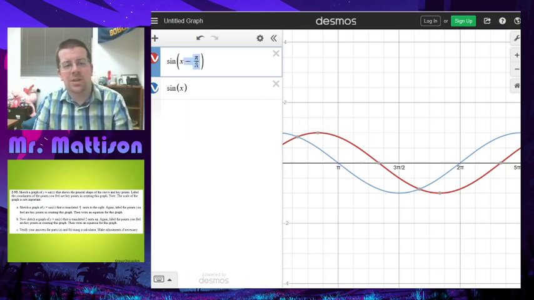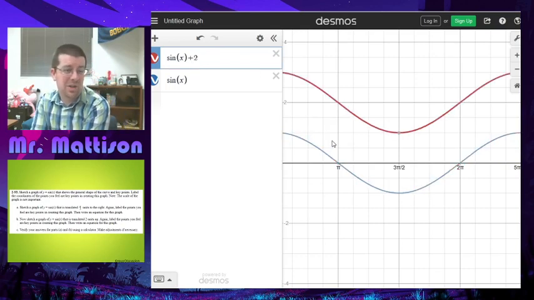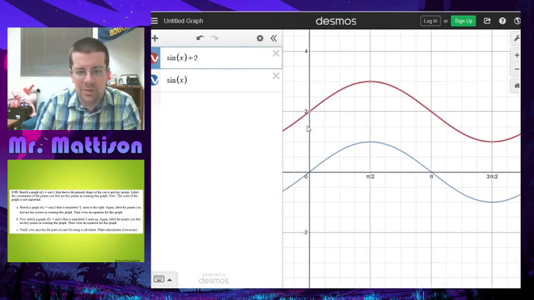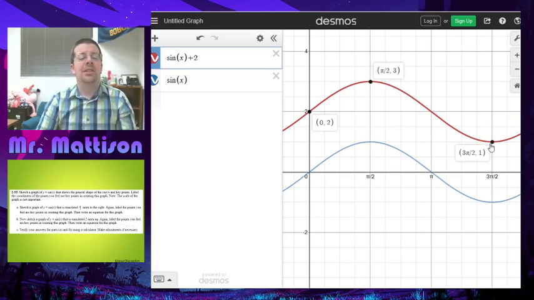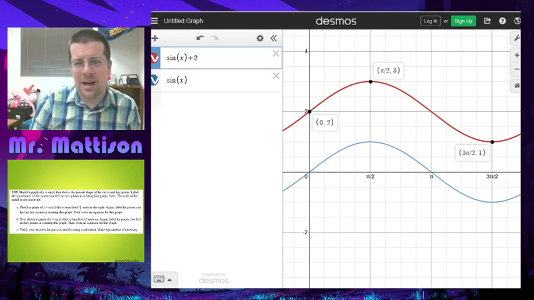Now, what if I want to do a shift that was up 2? That one's actually going to be a whole lot easier because there's no pi's in it. So this point, which was 0, 0, is now up here at 0, 2. What was at pi over 2, 1 is now at pi over 2, 3. What was at pi, 0 is now at pi, 2. What was at 3 pi over 2, negative 1 is now at 3 pi over 2, positive 1. It's all just 2 higher on the y value, and hopefully that one is not too bad to translate.